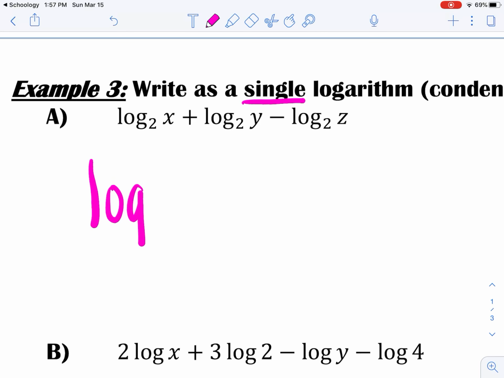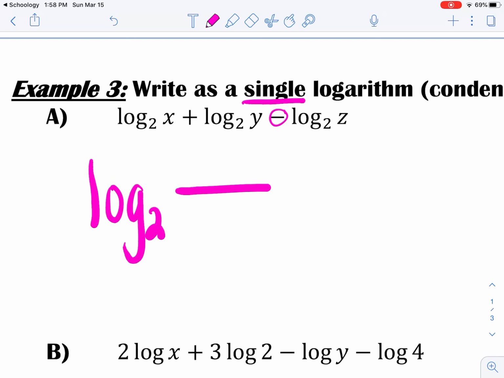So the first thing I do is I start writing log base 2, because that's what they all are. Then I look and I say, is this going to be a fraction as an answer? Meaning, is the argument going to be a fraction? If I see subtraction, that means that there is going to be one. That means that there's a denominator. So I do that next.